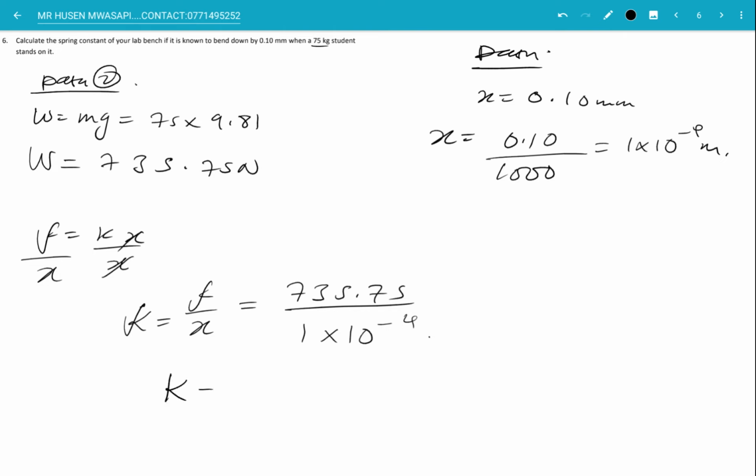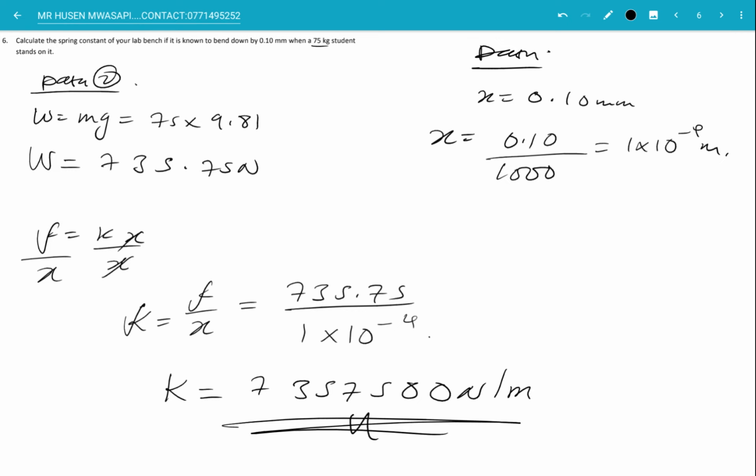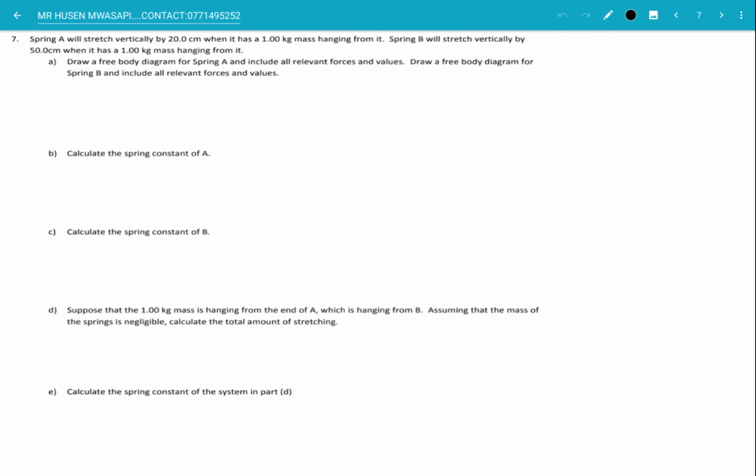Now, if you simplify this, you end up having 7357500 newtons per meter. Just like that. Alright, let's look at question 7, which is basically the last question.